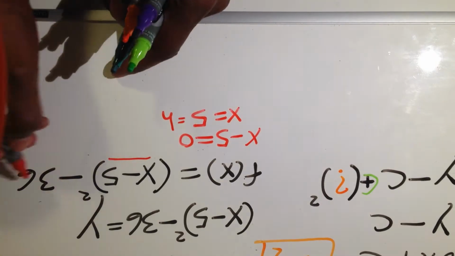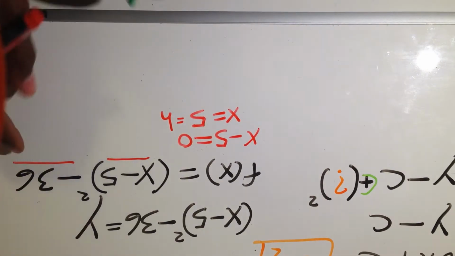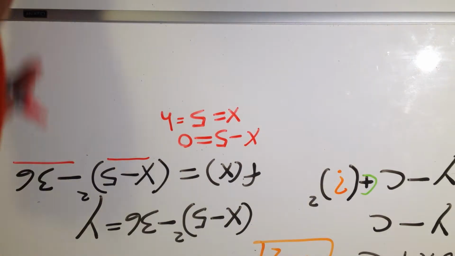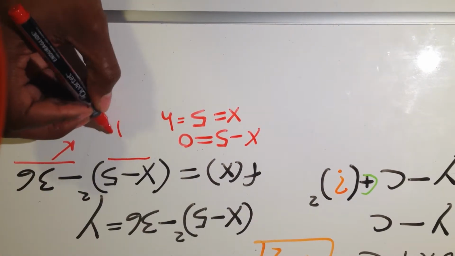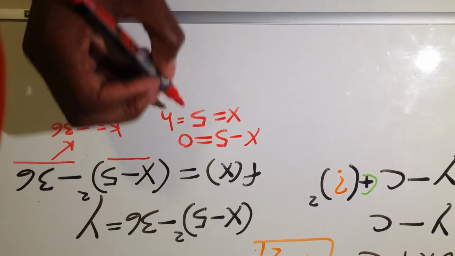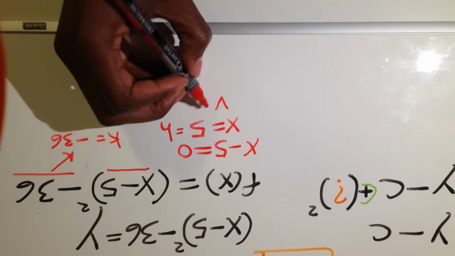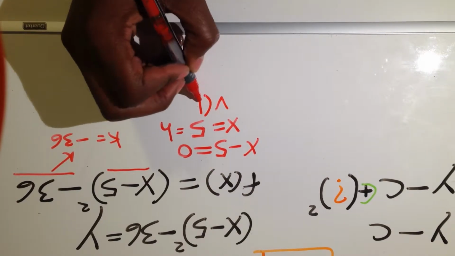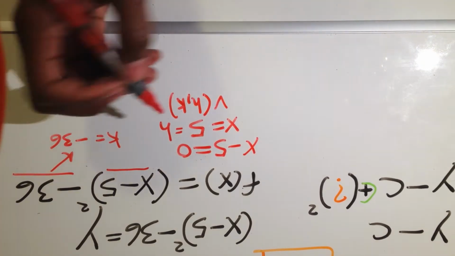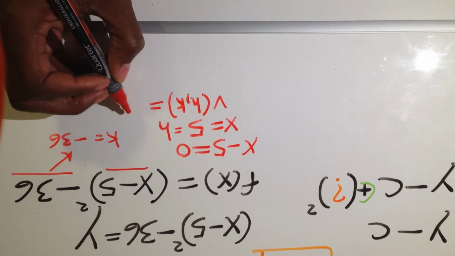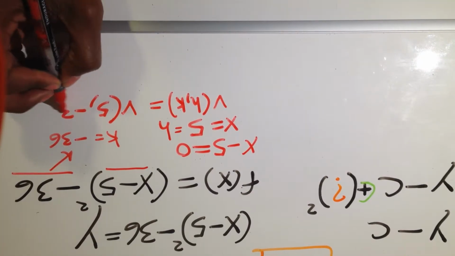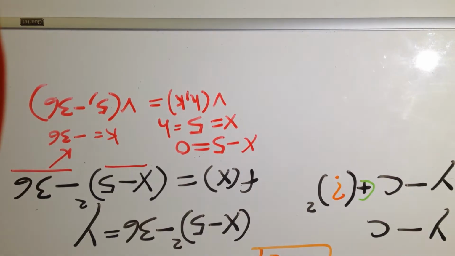And now we look at this figure here, this number here, our negative 36. It's not connected to an x, it's not connected to a y. We don't change a thing, we just bring it down. Our k will be equal to negative 36. So our vertex, I'll label it as v, our vertex (h, k), which is the same thing as (x, y). h is x and k is y. Our vertex is equal to (5, negative 36). Okay.